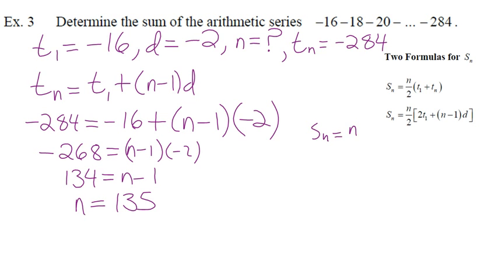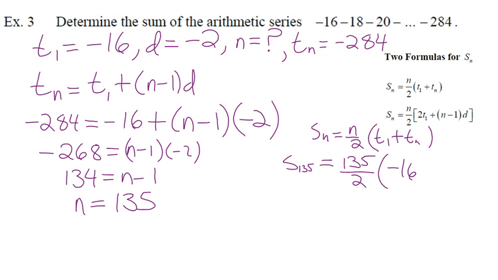Okay, so Sn is n over 2. We can use either formula. Which one are we going to use? First or second? We're going to use the first one, right? It's the easiest at this point. T1 plus Tn. All right, so we know we're finding the sum of 135 terms. That doesn't matter so much, right? 135 over 2, negative 16 plus negative 284. And what's that? Negative 300?